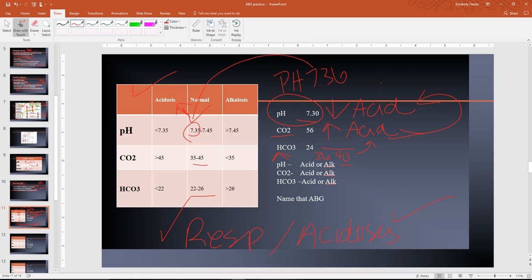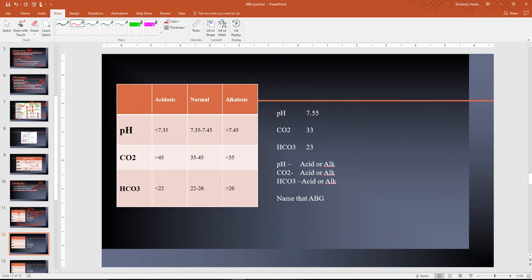All right, so let's go down and interpret our second ABG. Okay, so remember to put the slash. That's the first thing we're going to do. And we're going to look at this pH. What is this pH level? It's 7.55. All right, so that is high. So we're going to put our up arrow. And what does high mean? It means alkalosis. So we've already answered the second portion. Alkalosis.